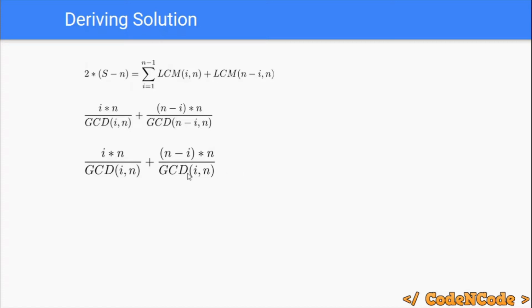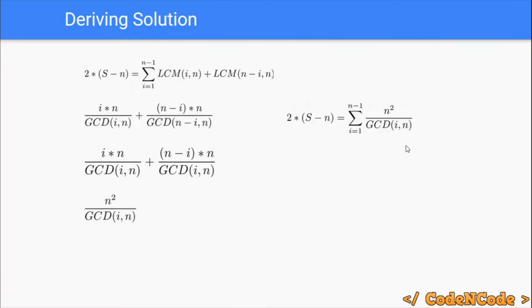Now if you see, the denominators are the same, so we can add the numerators. If you add the numerators, you are going to get this expression. So basically now this expression evaluates to this. Now we have to evaluate this expression instead of this, right? So make sure that you understand each and every single step that we have taken to derive this expression.